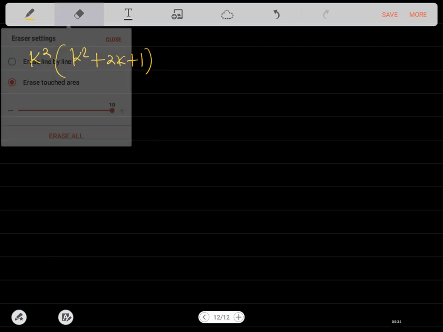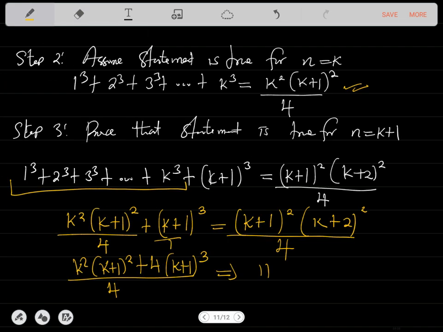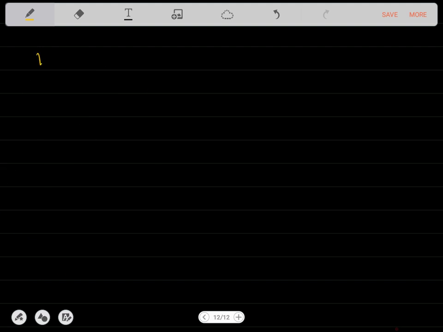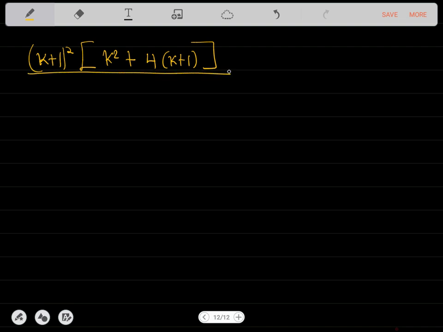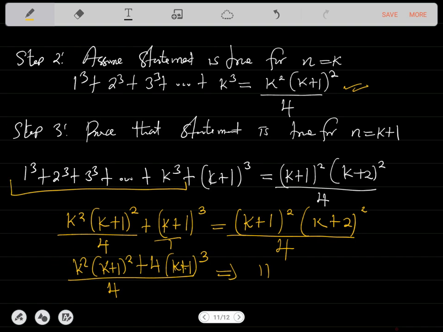Then what about expanding this one? Expansion may look too long. Let's just factorize. There's (k plus 1) squared and (k plus 1) cubed here. So (k plus 1) squared is common. If I factorize it here, I'll remain with k squared, and here I'll remain with 4(k plus 1), over 4.